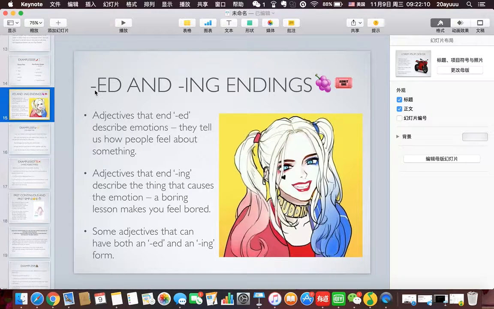We're talking about plus ed and plus ing endings. Adjectives that end with ed describe emotions. They tell us how people feel about something. Adjectives that end with ing describe the thing that causes the emotion. A boring lesson makes you feel bored. Some adjectives can have both an ed and an ing form.